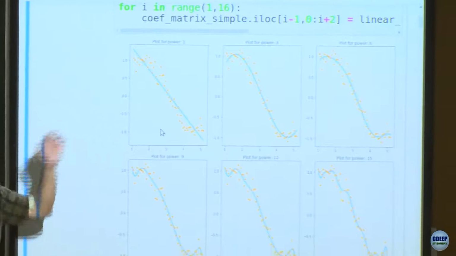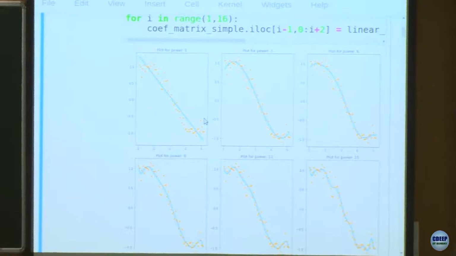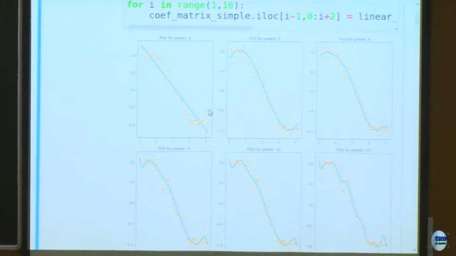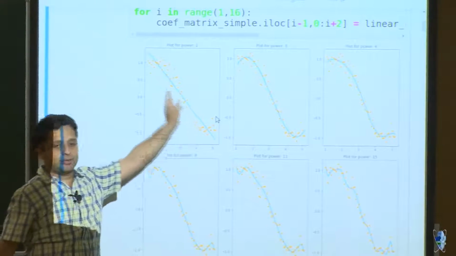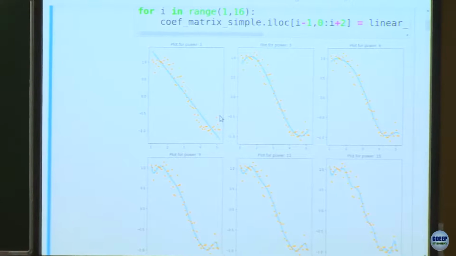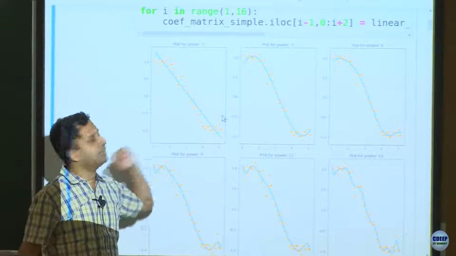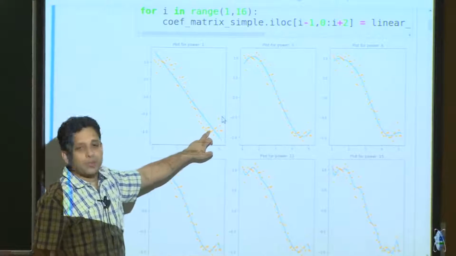Okay, so these are the different fits. Power 1 is what we started off with. The red points are basically coming from some sine function for a small subset interval of x. So for the linear fit, we are not too happy with it.